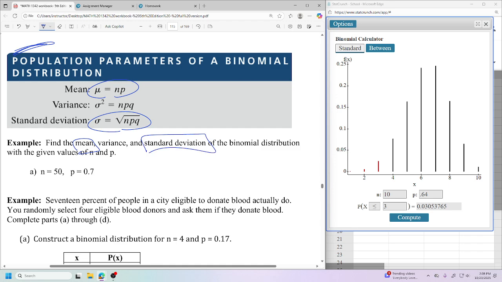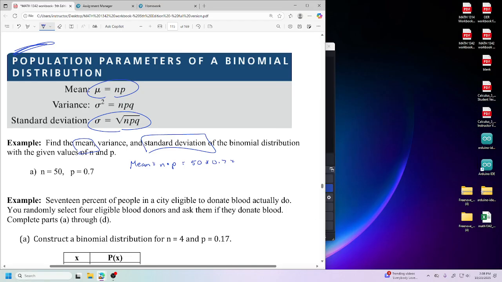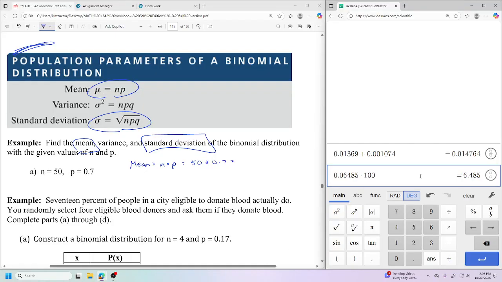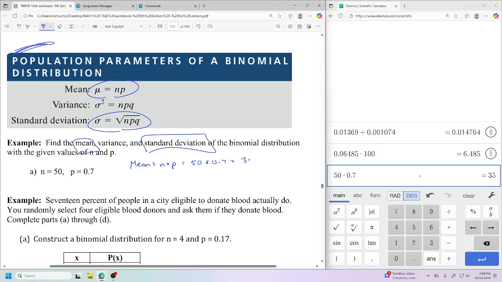Here we go. My mean is n times p. I'm literally just multiplying. That's all I'm doing. I get my answer and I'm done, and this is what you would do on the homework. So I got 50 times 0.7. There we go, 35 straight up.